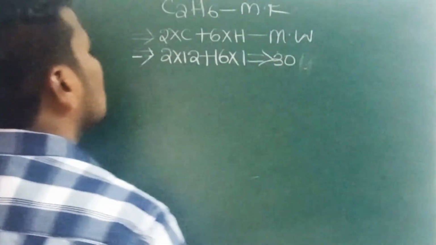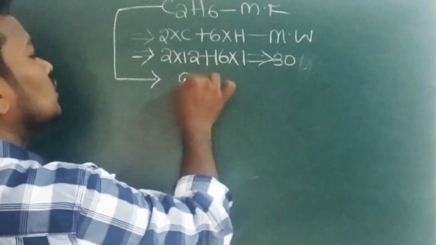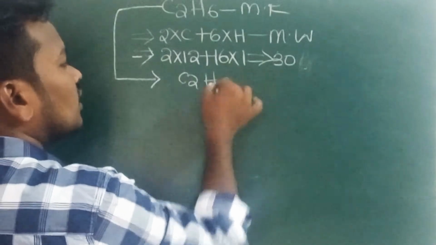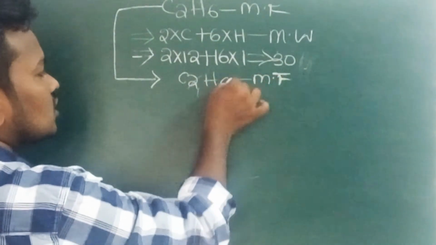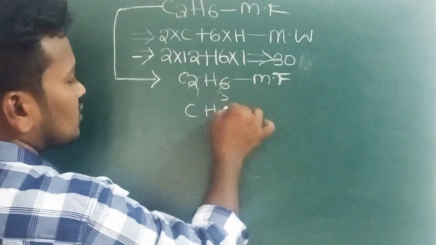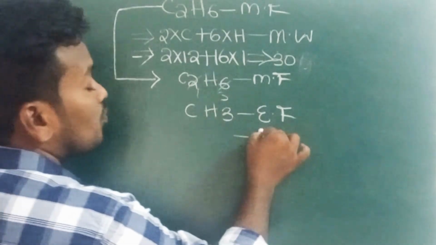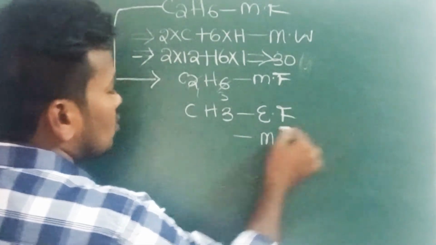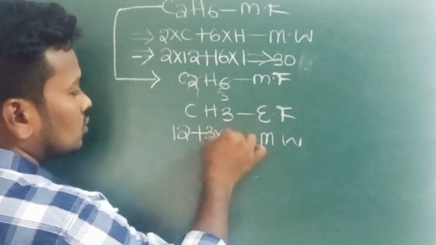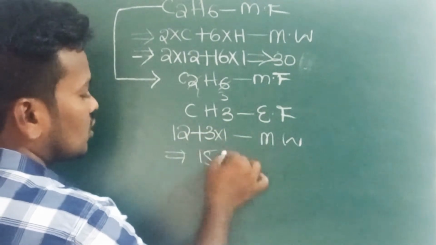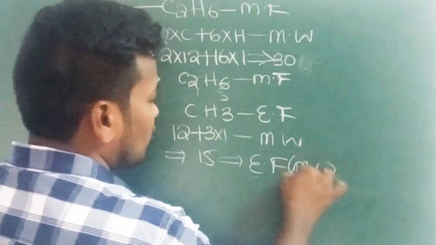From this you can make the empirical formula. C2H6 is nothing but the molecular formula. The empirical formula is 2 by 2 and 6 by 2, nothing but CH3. What is its molecular weight? 1 carbon is 12, 3 hydrogens is 3 into 1, so total will be 15. So the empirical formula weight is equal to 15.